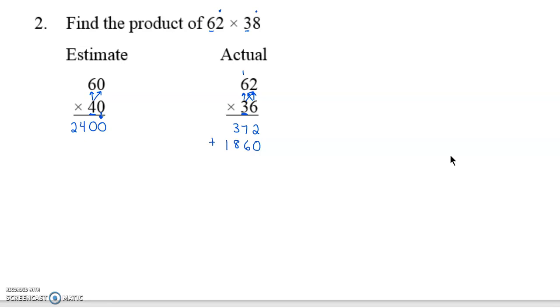Now we're ready to add our 2 rows together. 2 plus 0 is 2. 7 plus 6 is 13. We're going to carry the 1. 1 plus 3 is 4, plus 8 is 12. Carry the 1 again. 1 plus 1 is 2. So we can see that our answers are quite close to one another. So we're confident that we've done this correctly.